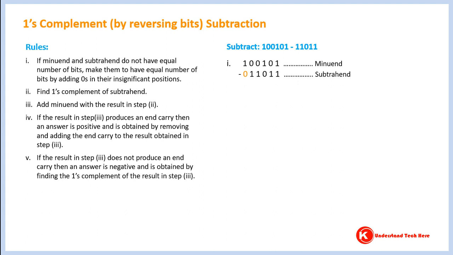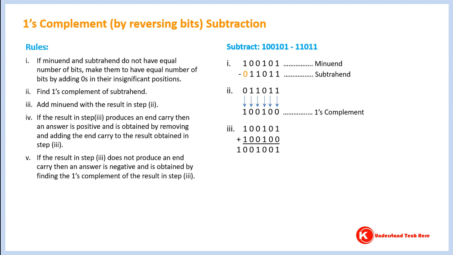Now let's try to apply rule 2. According to rule 2, we need to find the 1's complement of the subtrahend. The 1's complement of any number can be obtained by reversing individual bits. Thus, the 1's complement of the subtrahend can be found by doing this. Now let's apply rule 3. According to rule 3, we need to add the minuend with the result in step 2. This means we need to do this. On adding, we get this.